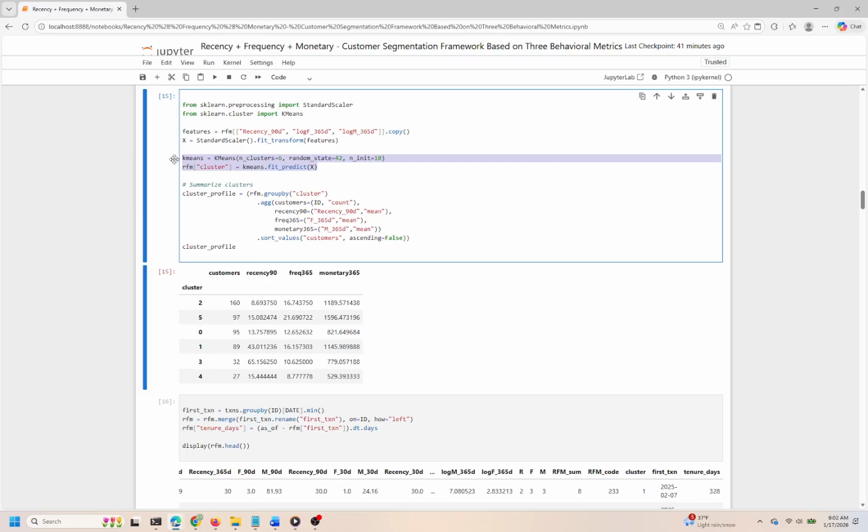We start by preparing our features, focusing on the recency, frequency, and monetary value of customer transactions over specified timeframes. This selection represents vital aspects of customer behavior that can significantly influence how we group them. By applying the StandardScaler, we ensure that our features are on a similar scale, which is crucial for k-means since it relies on distance calculations. It's important to note that without this normalization, variables with larger ranges could disproportionately affect the clustering outcome.